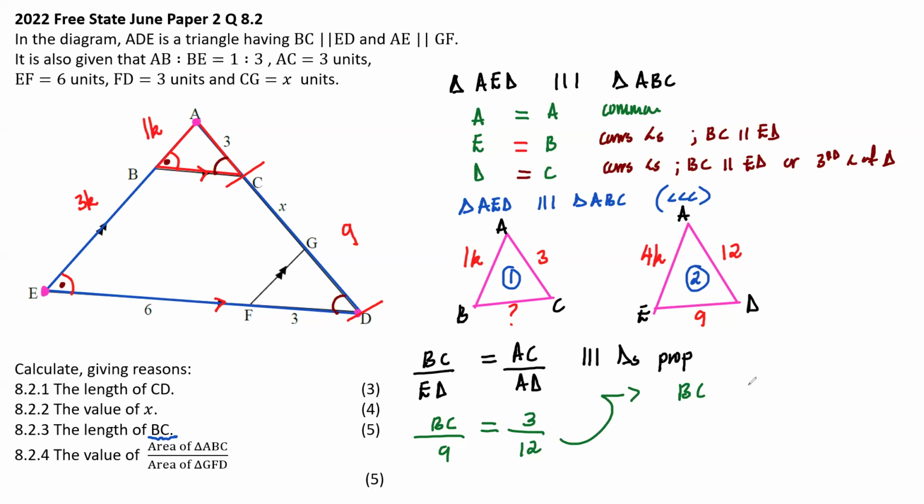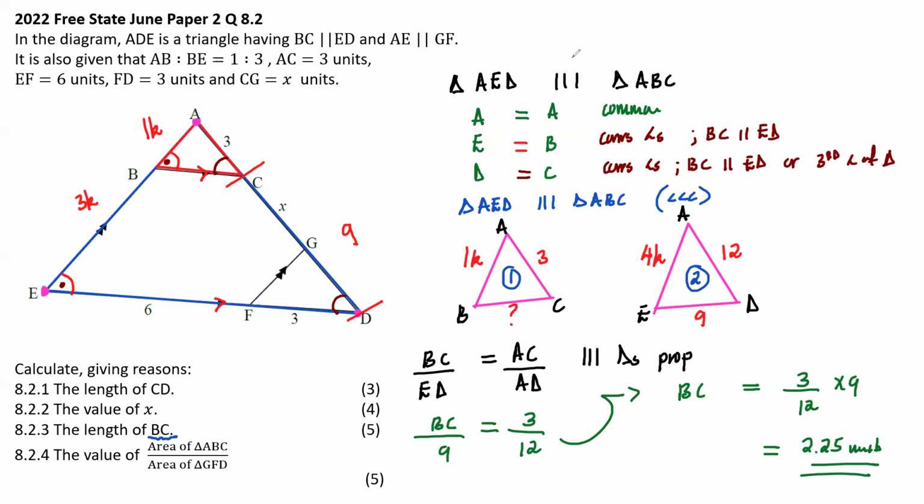Let me bring it home. BC must be 3 over 12 times 9. Do you get 2.25? Is it? Yes or no? I think you get 2.25. Either way, it's 2.25 units. This is what BC is. You can write it as 9 over 4 as well. Still okay. I don't have a problem with that. It's the same thing, mathematically speaking. So BC, 3 over 12 times 9.